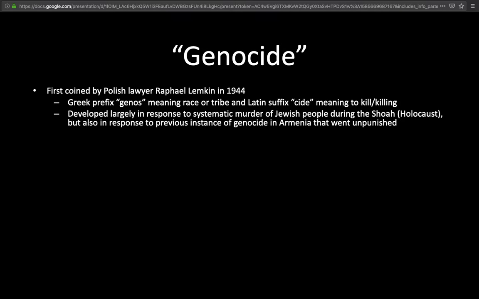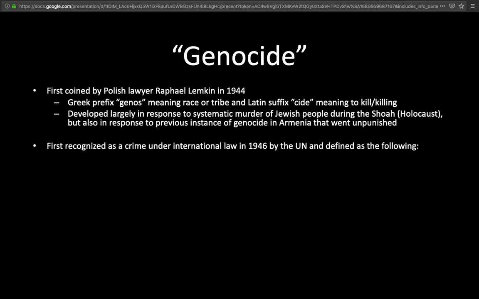It was developed largely in response to, like I said, the systemic murder of Jewish people during the Shoah, which is the Jewish word they use for the Holocaust, but also in response to previous instances of genocide in Armenia that went unpunished. And we're going to talk about Armenia in a second.